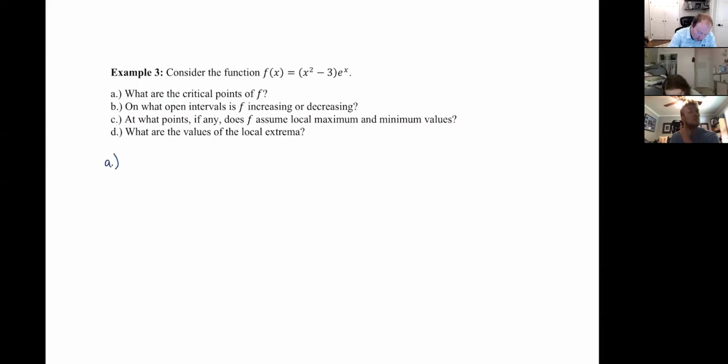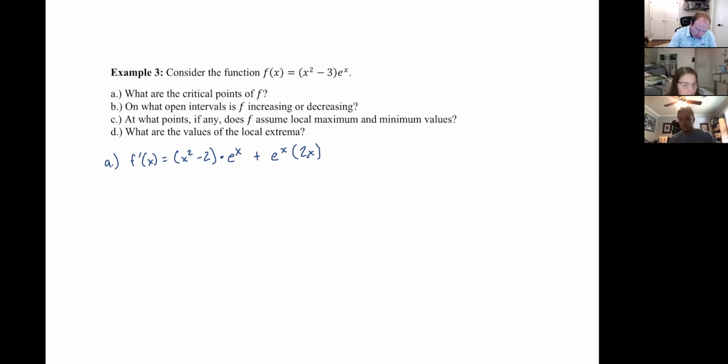So part A, I'm going to take the derivative first. f prime of x, I'm going to need the product rule. So the first, x squared minus 2, times the derivative of the second, which is e to the x. Plus the second, which is e to the x, times the derivative of the first, which is just going to be 2x minus 0, or 2x.